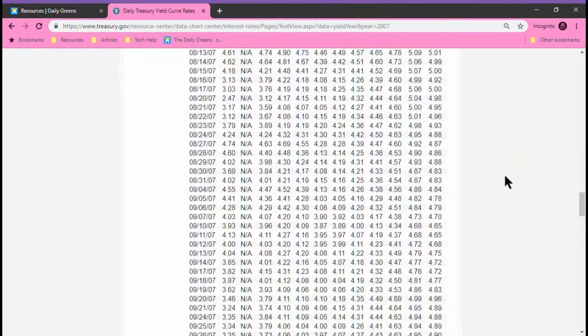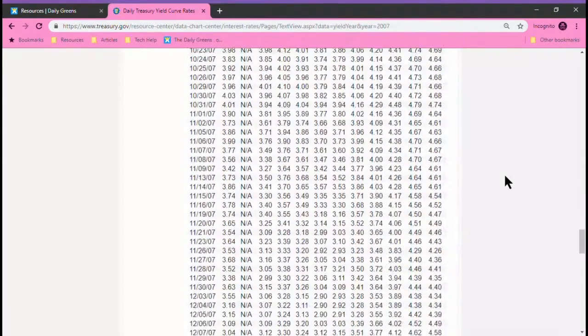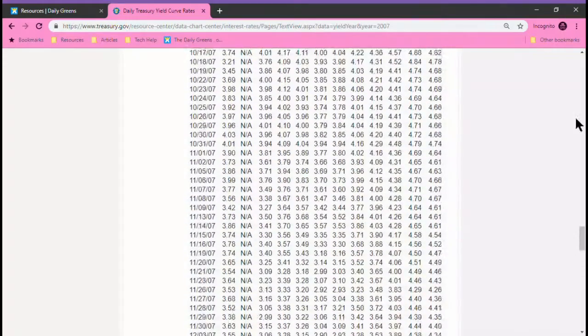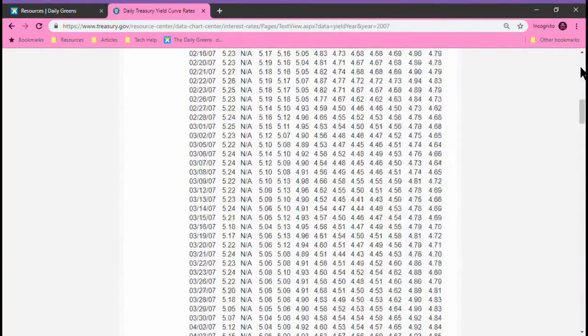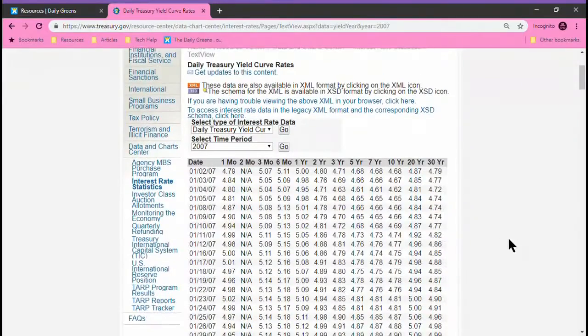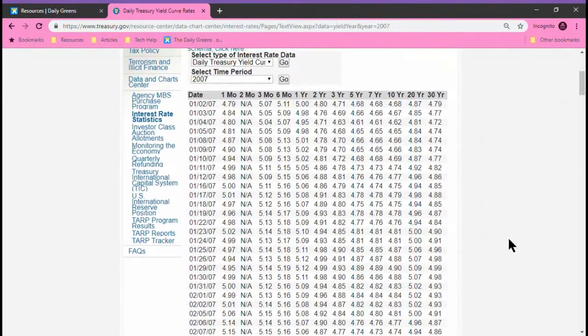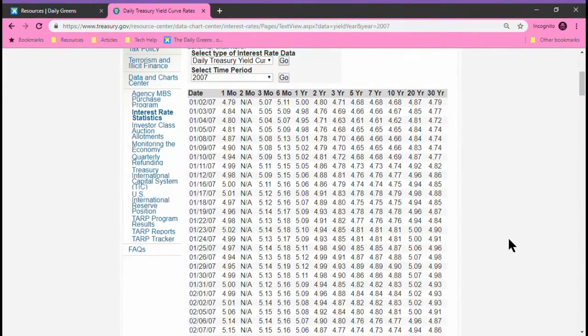Why do interest rates drop? Why do they go down? And what effect during a recession? This is what I'm trying to get at. During a recession, what kind of effect does dropping interest rates do?